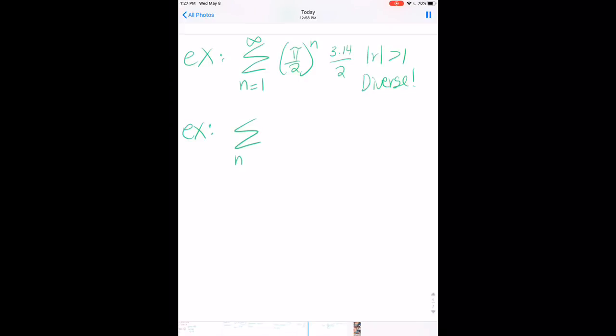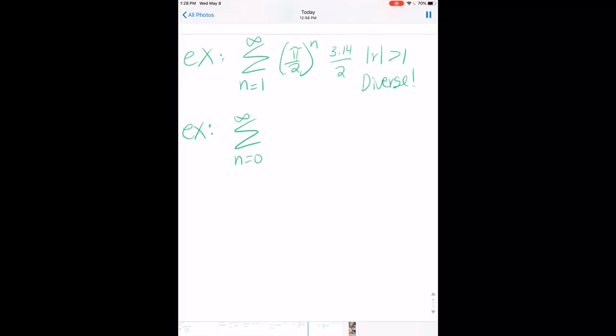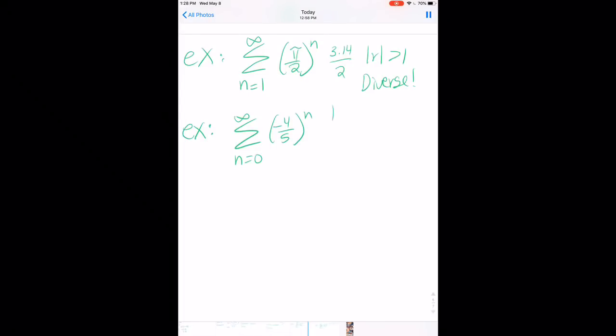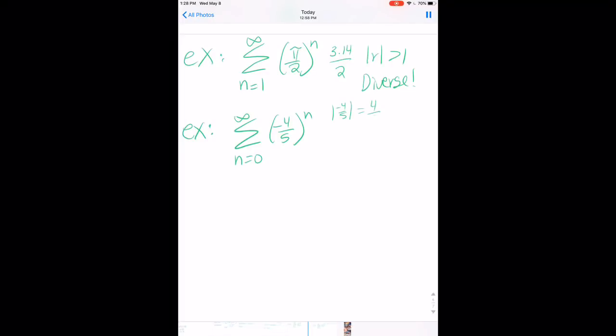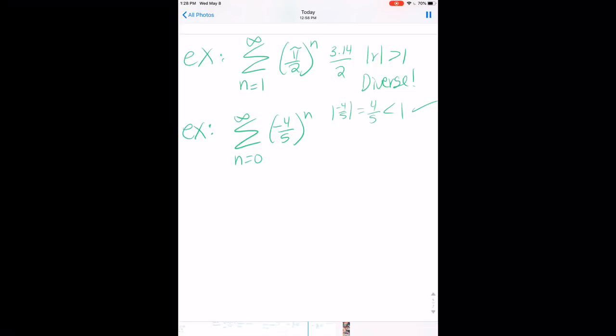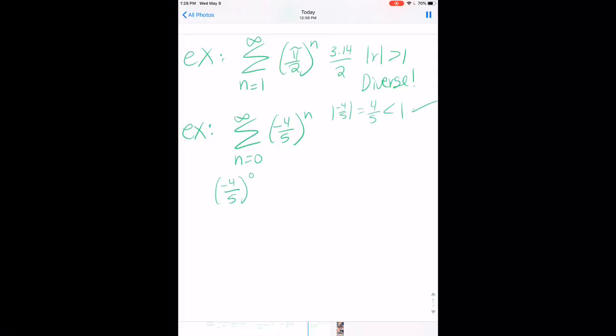This one, let's try. So n equals 0. I could start at 0 to infinity. That's fine. And it's going to be negative 4 over 5 to the n. So the absolute value of negative 4 over 5 is 4 over 5, and that's less than 1, so I'm good to go. So that is going to converge down to something very small, so I can add them together. So I'm going to use the formula. The formula says that you do the first term. So for this one, the first term is you plug in 0.